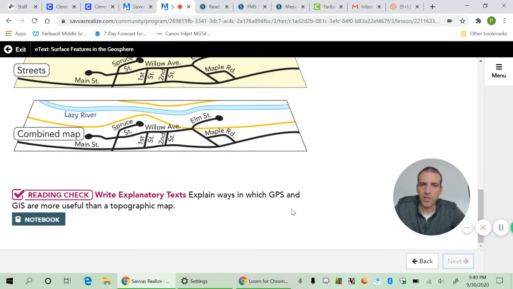And there's a reading check at the end of that one, and this is our last page after you've learned about GPS and GIS. So this is a longer lesson, so your teacher may have you break that up, but as you go through it, you're completing those reading check questions, and hopefully you're able to answer those guiding questions that we started with.